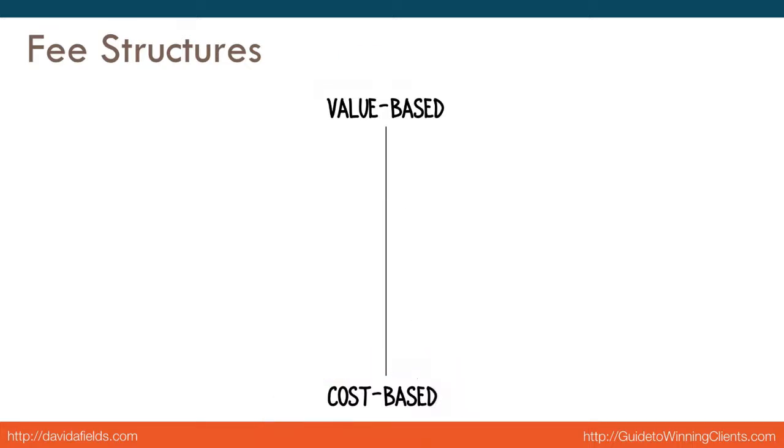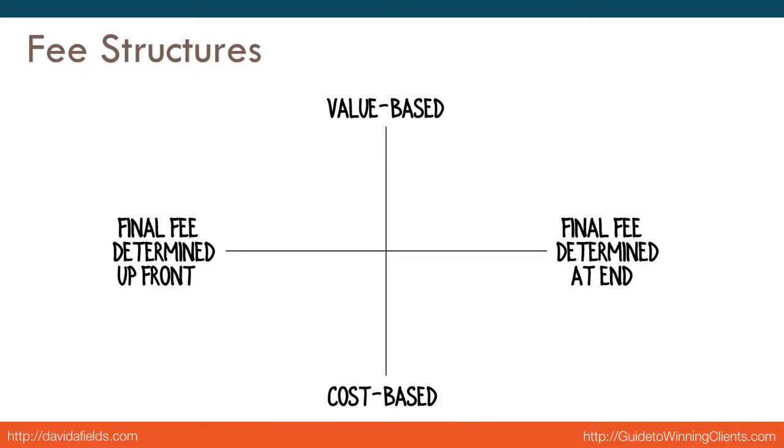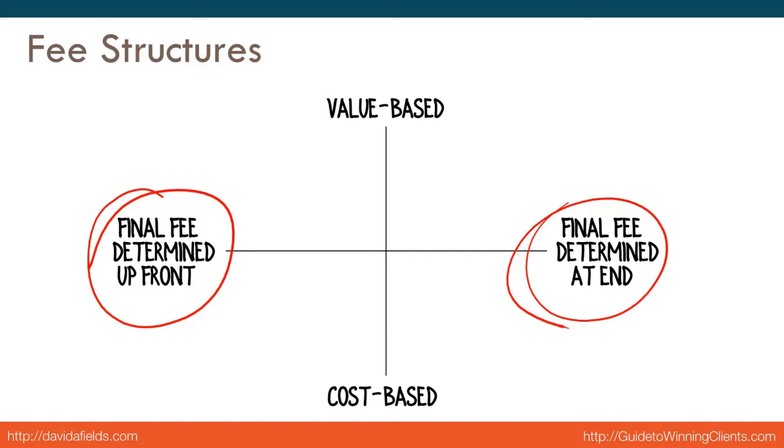And that's one axis. Then the second axis is across the horizontal here. It's the time at which you determine the fees. So over here on the left is when you determine your fees up front, which means before you even go into the project, you know what those fees are going to be. And that means the fees are fixed when you head into the project. And then over on the right side is when the fees are determined at the end. And neither you nor the client really know what the final project fees are going to be until the project is done. In other words, that means the fees are variable.